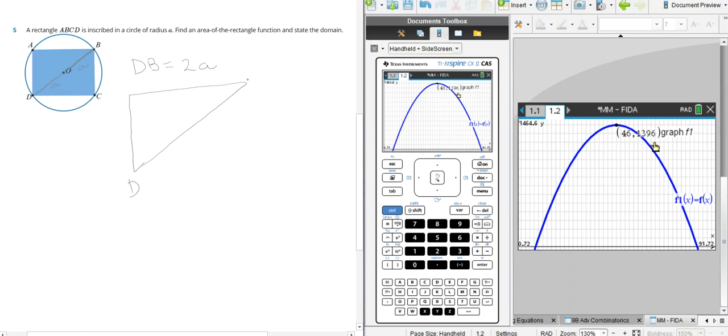So this is my D, this is my B. What is my DB? It is 2A. And what is my A? A is my 90-degree angle.